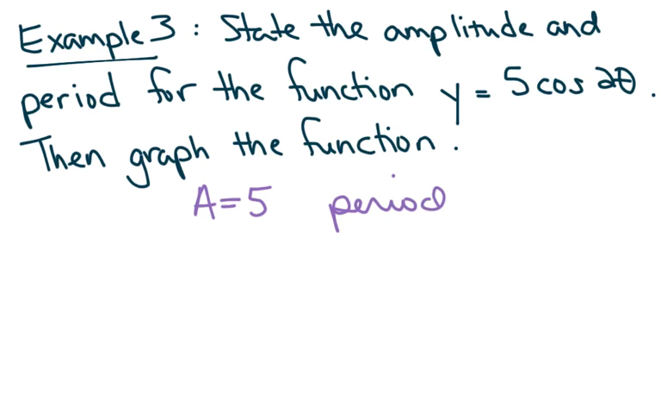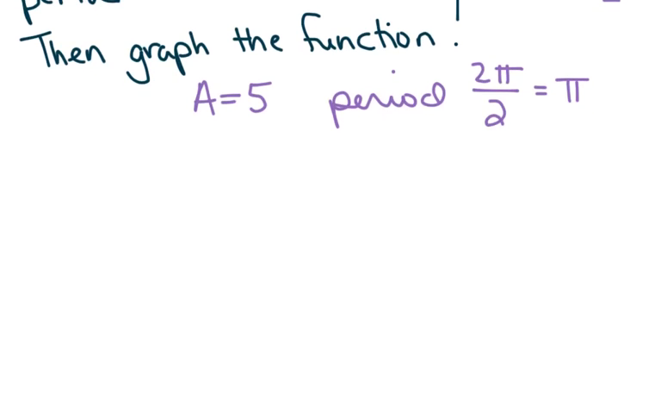The period is 2 pi over k. Well, in this case, k is 2. 2 pi divided by 2 is 1 pi. That means I've shortened the period. The graph is going to repeat itself faster. So now let's go to the graphing part. How am I going to graph this?